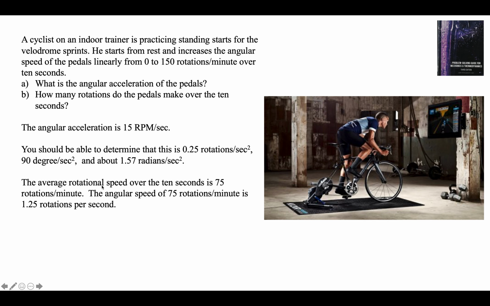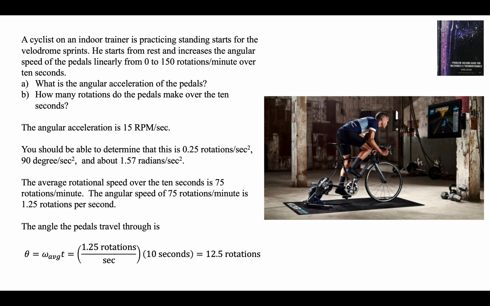So the average rotation starts at 0, gets up to 150. The average angular speed is 75 rotations per minute. 75 rotations per minute is 1.25 rotations every second, and you do that for 10 seconds. The angle through which the pedals travel in this time is 12.5 rotations. All right, 12.5 rotations. That's theta.